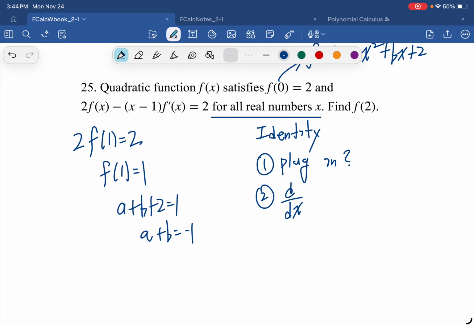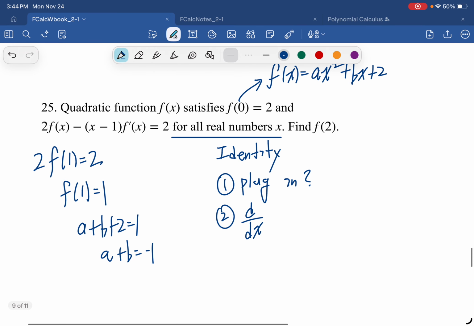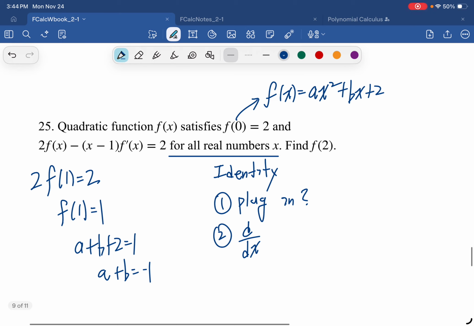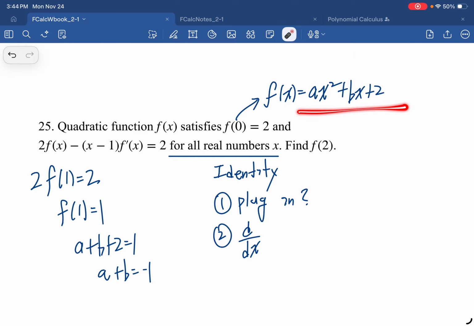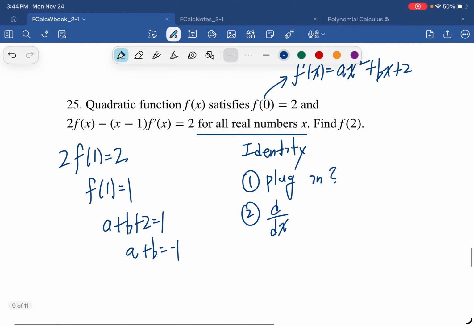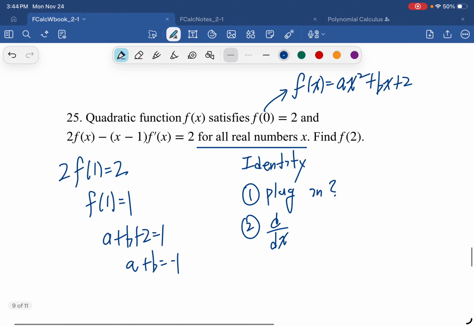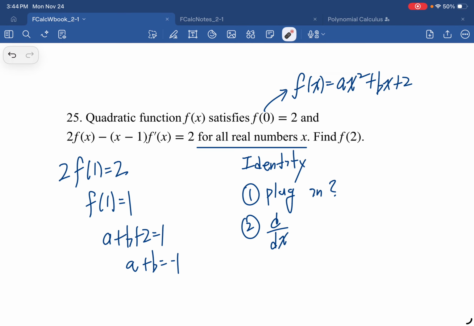And what else? We can also try, if a plus b equals negative 1, then we can try f of 1, right? Because if we plug in 1, that will automatically give us the sum of the coefficients a plus b, right? And we know that it's negative 1. Oh, sorry, we already did that. Never mind, my bad. So what's some other easy values that we can plug in?